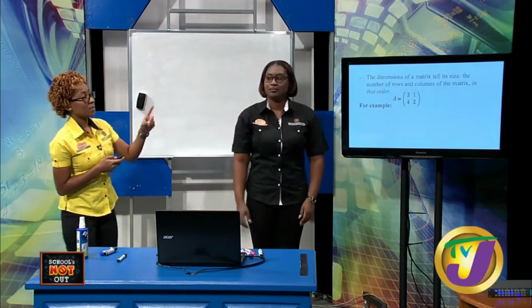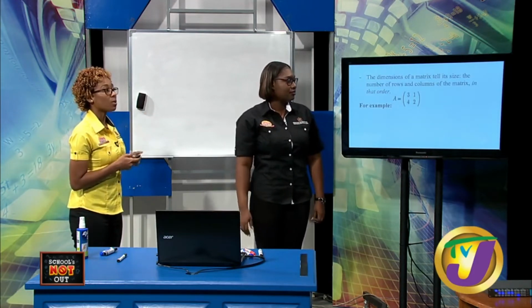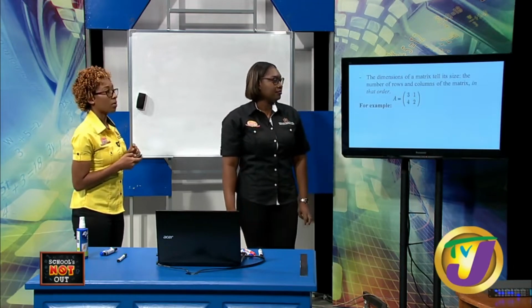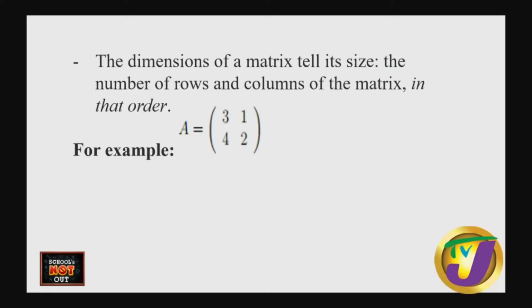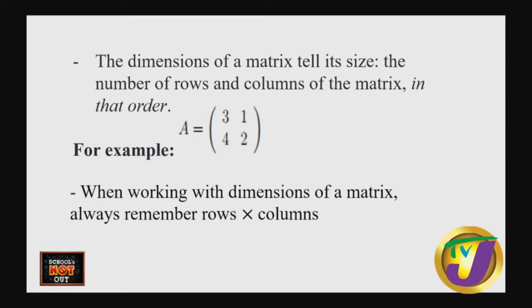That's good. We're also going to be looking at the dimensions of a matrix, which tells its size, the number of rows and columns of the matrix in that order. When working with dimensions of a matrix, always remember rows by column. For example, here we have matrix A.